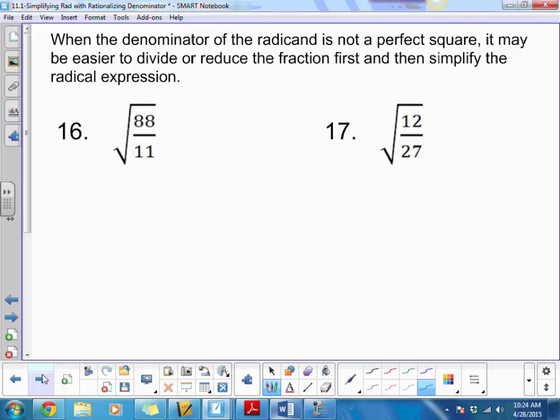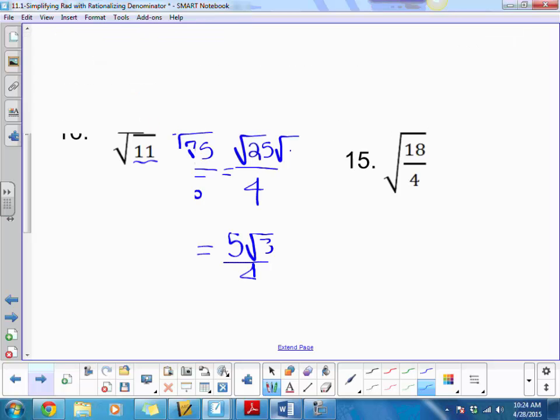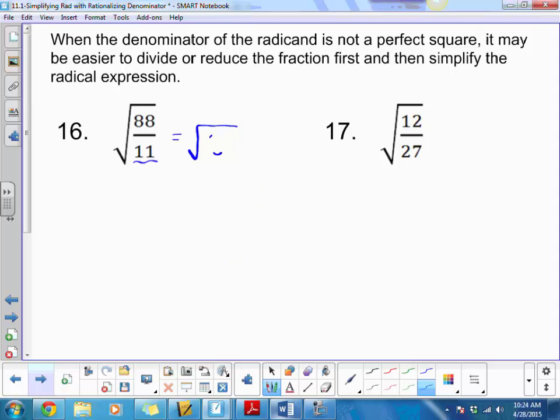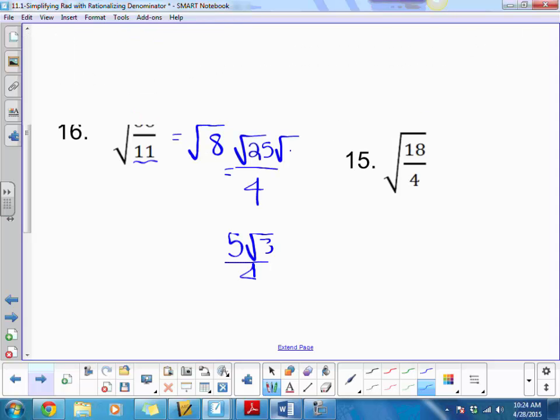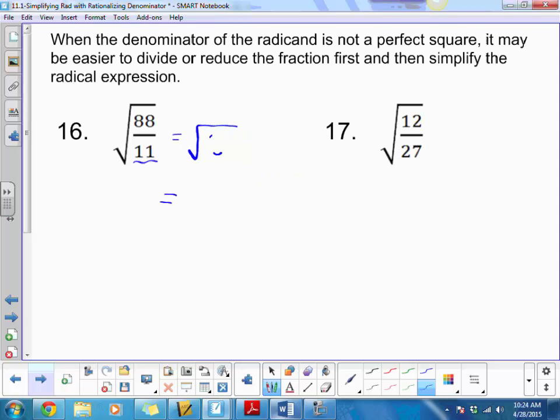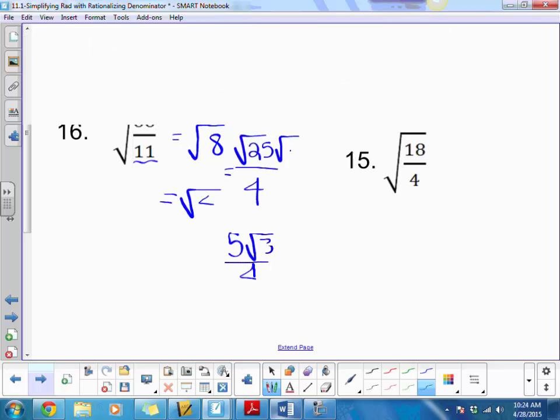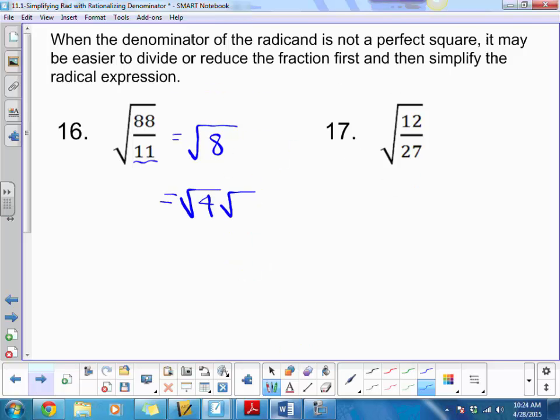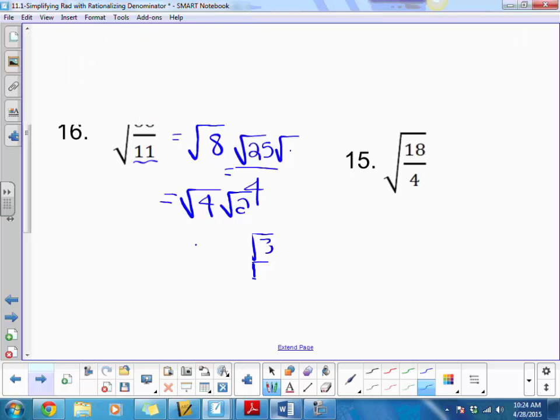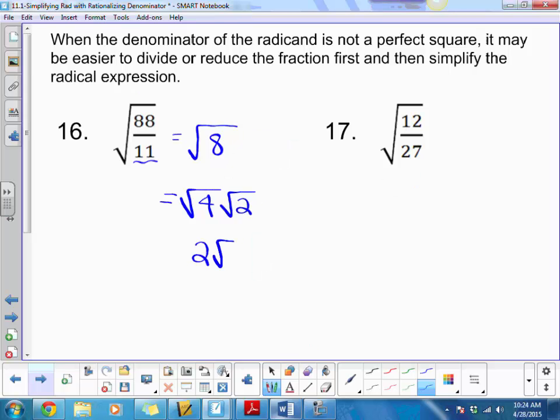When the denominator of the radicand is not a perfect square, right here in example number 16, it would be better to try and simplify the fraction. So for example, I see that 88/11 actually reduces to 8 over 1, or just the square root of 8. And I know that the square root of 8 is the same thing as the square root of 4, perfect square, times the square root of 2. The square root of 4 is 2, so the answer is 2 root 2.